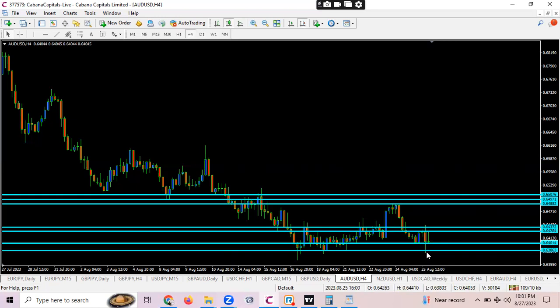Okay, we have stop losses at this level, we have stop losses at this level. So it is likely they will push price down just to hunt for the stop losses at this level before pushing price up.